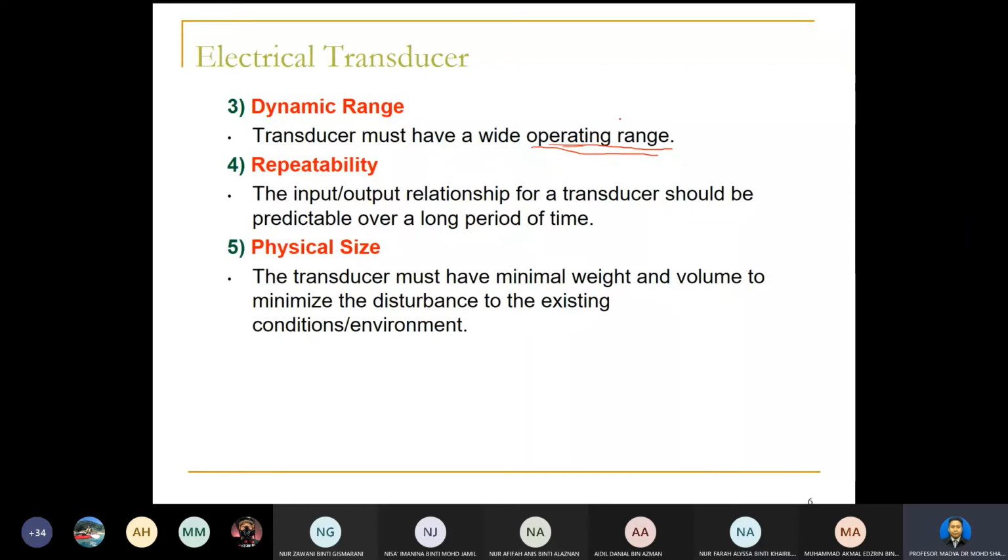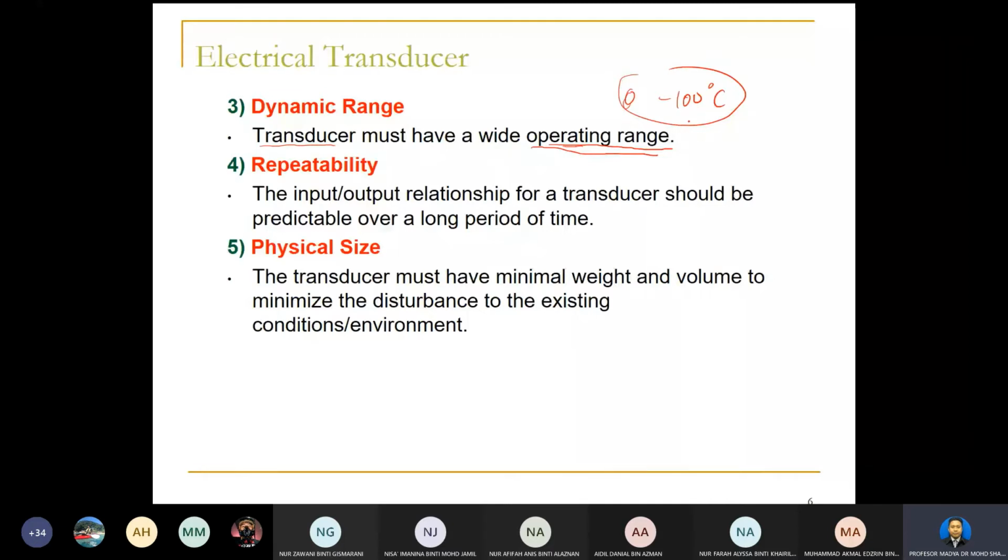For example, this sensor detects from 0 to 100 Celsius. If it is more than 100, you cannot use this sensor. That's why we have to know the operating range for every sensor or every transducer. If our system is more than 100 Celsius, we cannot use this sensor, because the operating range is only up to 100 degrees Celsius.